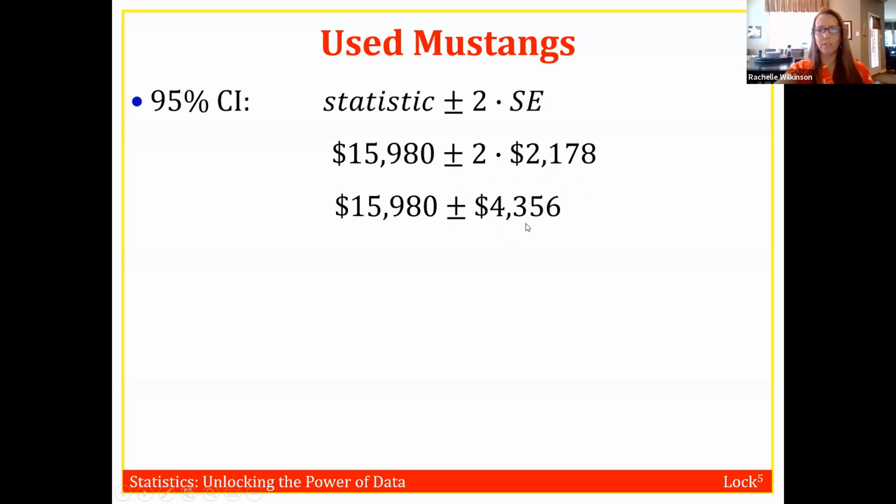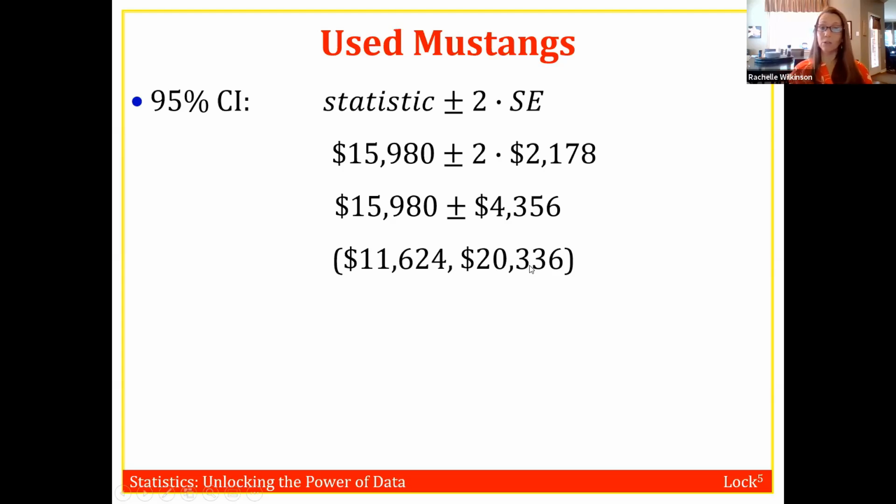What is this number? What's another name for this number, the 4,356? What do we call that number? Yeah, that's the margin of error. So I've used the standard error to create my margin of error. I'm going to add and subtract that margin of error. That's going to give me my confidence interval.